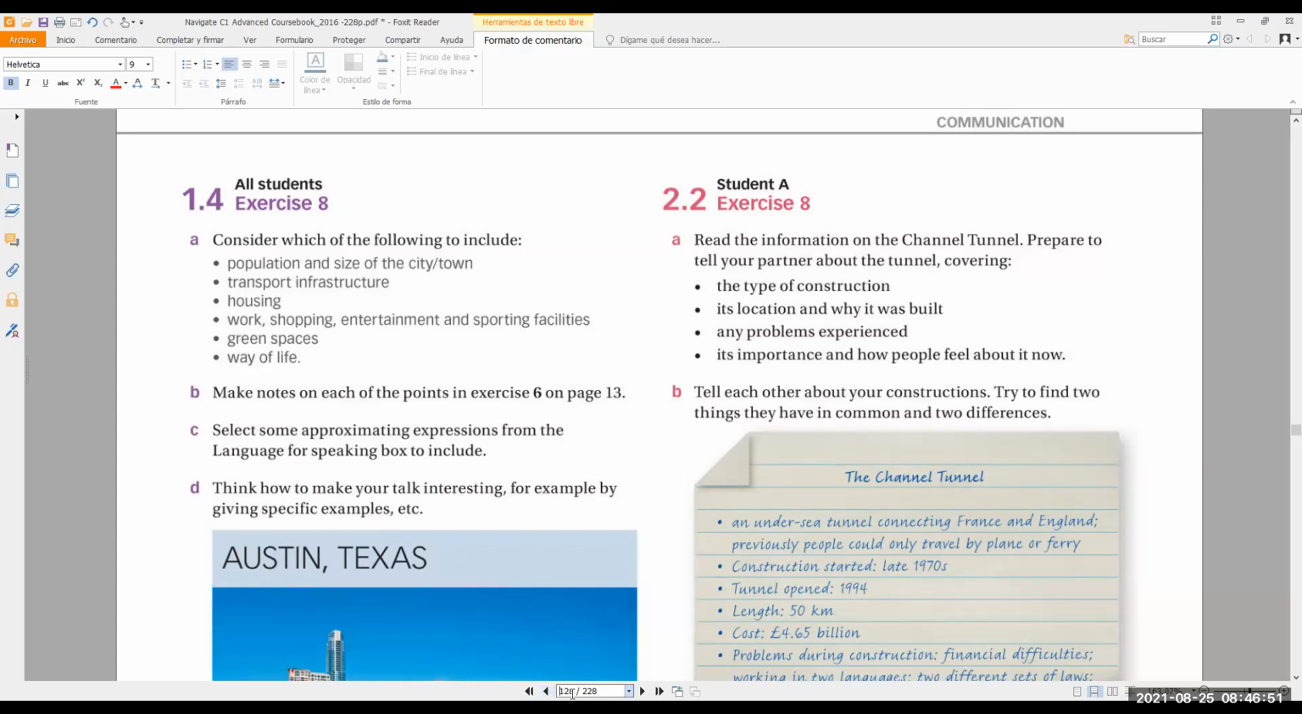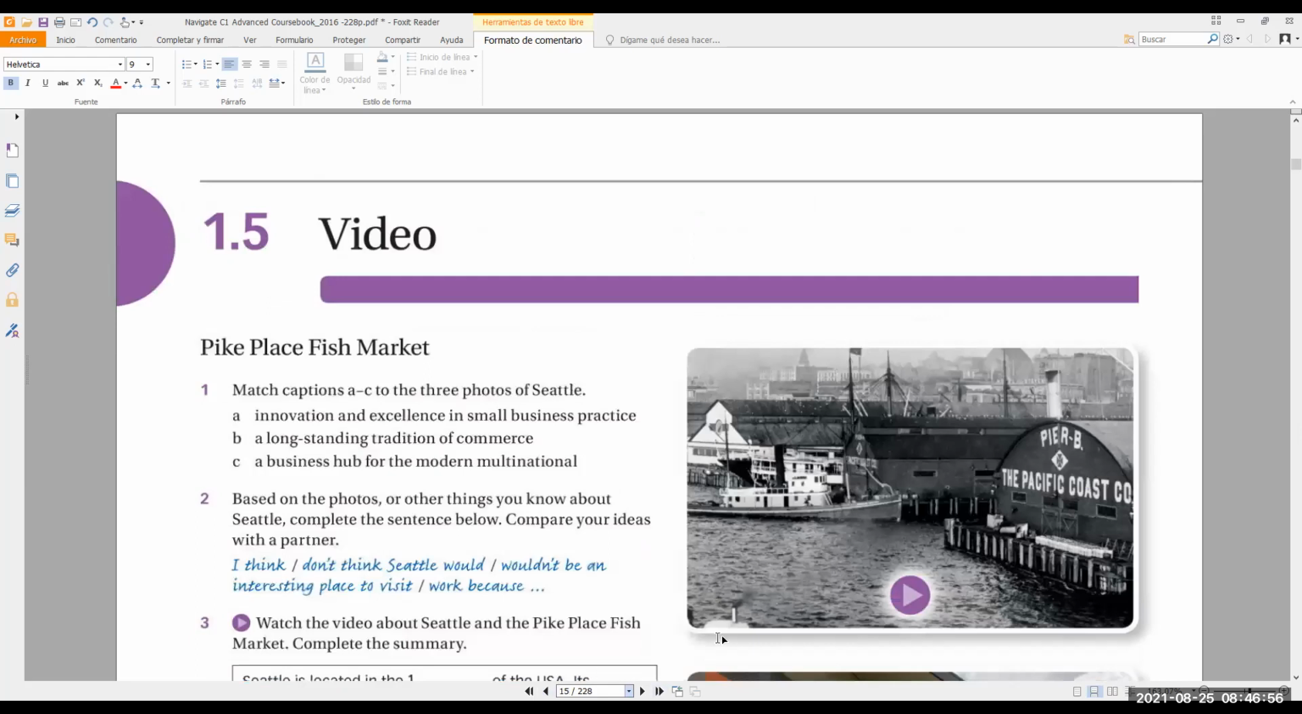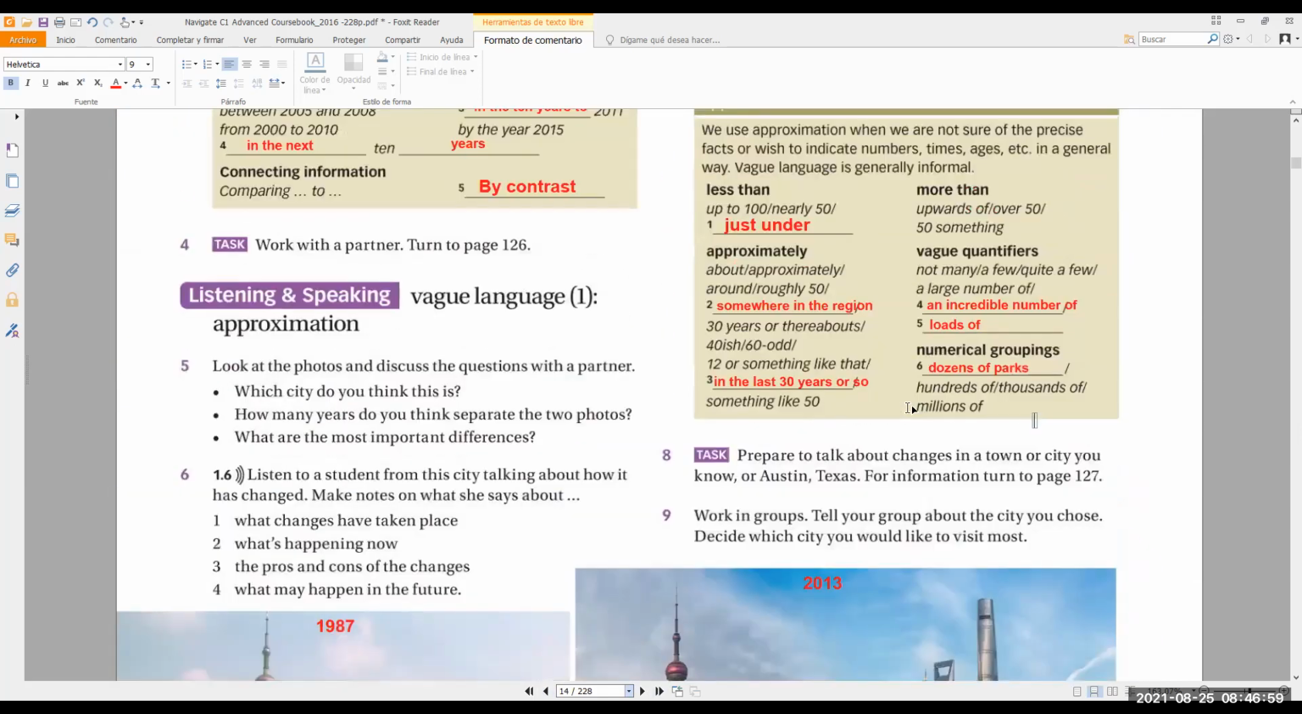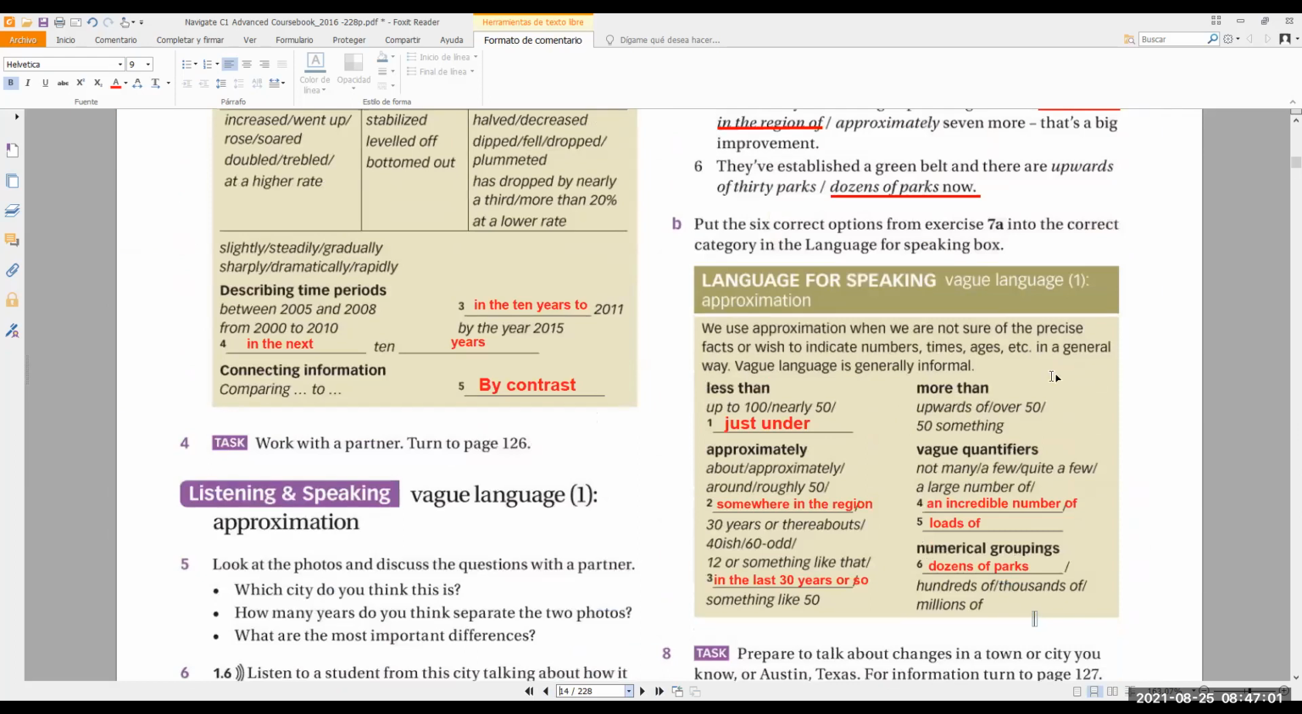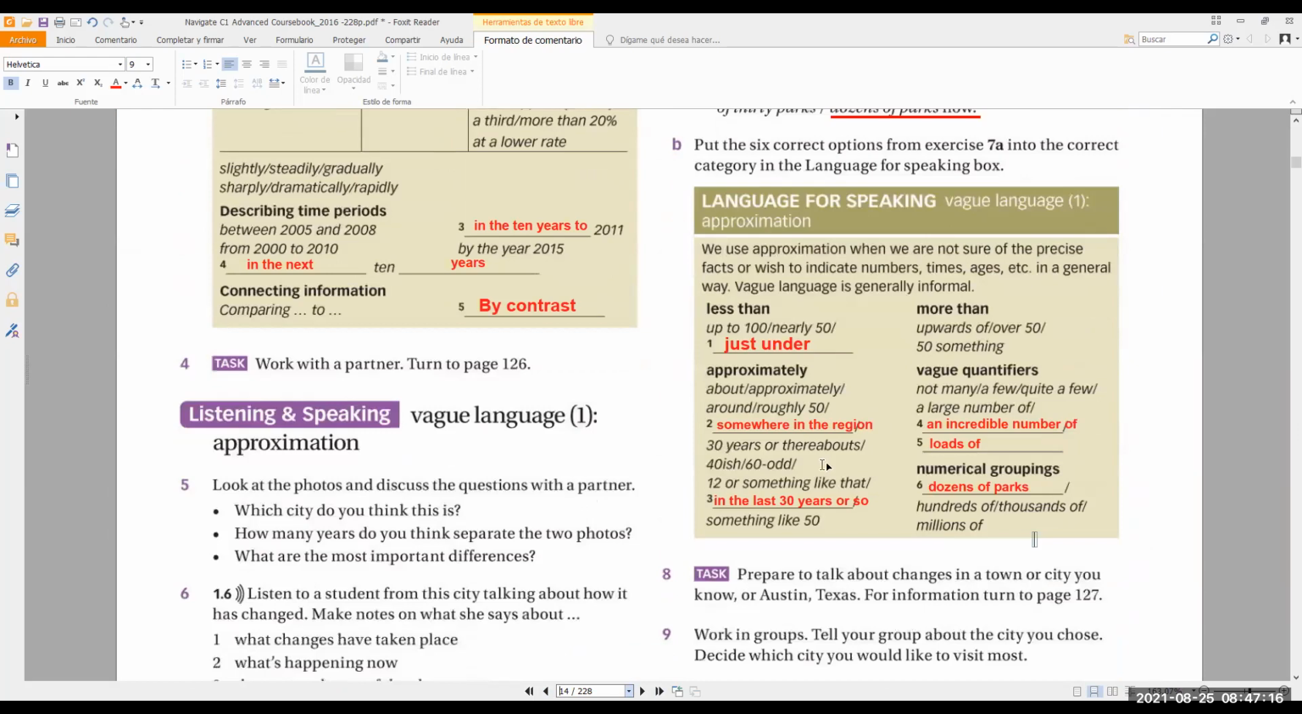The key here, guys, is that it's a presentation about the changes in a place you want. That sounds very easy, but what I'd like you to do is to focus on this. That means you will not provide us with specific information. For instance, "population has increased around 15%." No, we don't want that. We want you to use this expression. So don't focus that much on the actual information, but try to focus more on the language for speaking we have in this box. Okay, that is basically it.